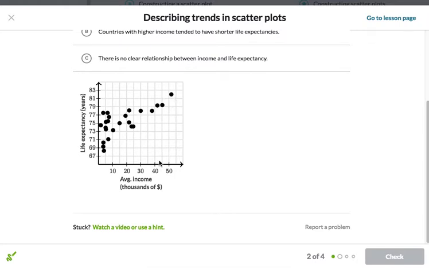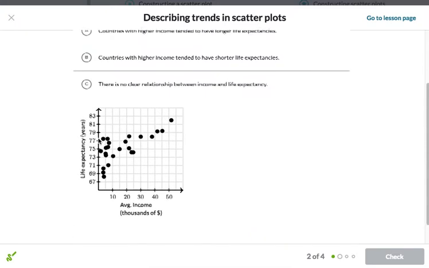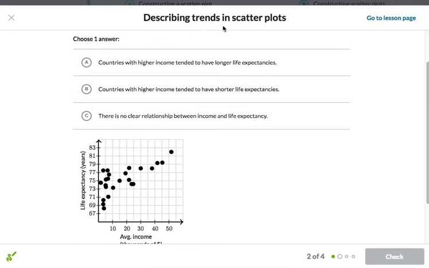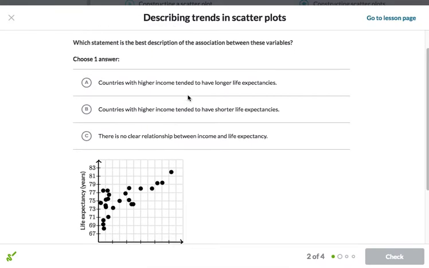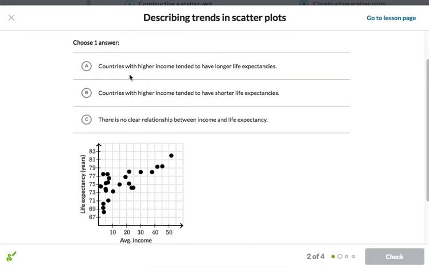That we can see that the higher the average income in a country, the longer people are living in that country, and that's probably reasonably accurate. So what we can see here, we've got clear data that we can describe just from looking at the scatter plot, and then when we look at what we're being asked to choose, it all starts to come together. So countries with higher income tended to have longer life expectancies, and we found that to be true. The other options, well, there is a reasonably clear relationship, so we can choose that.